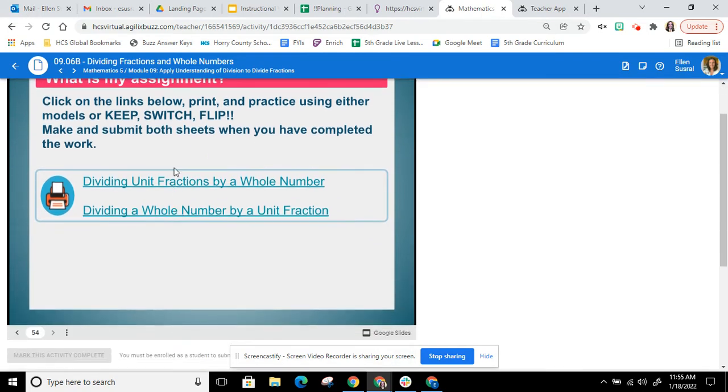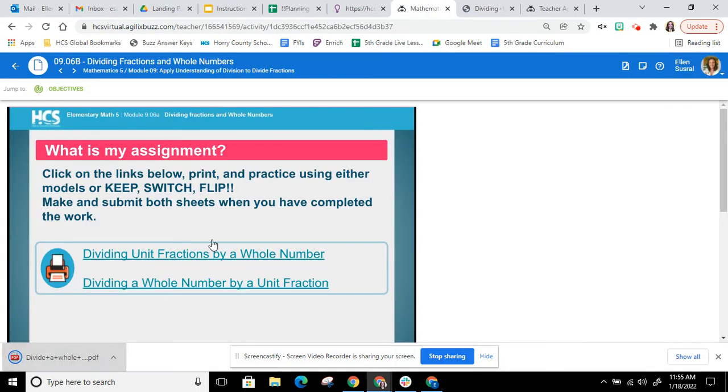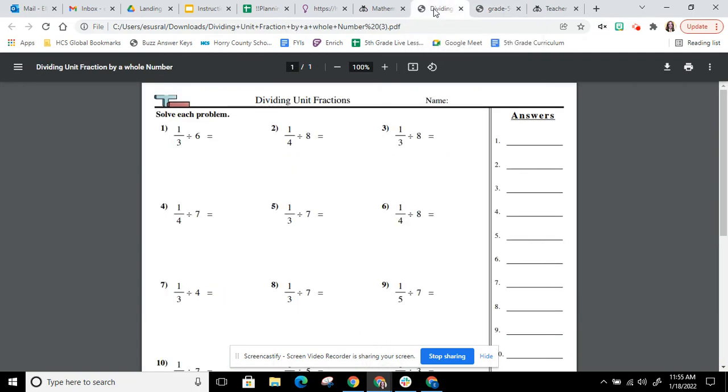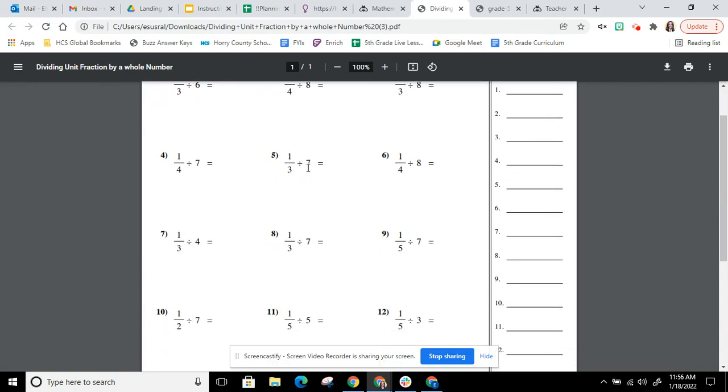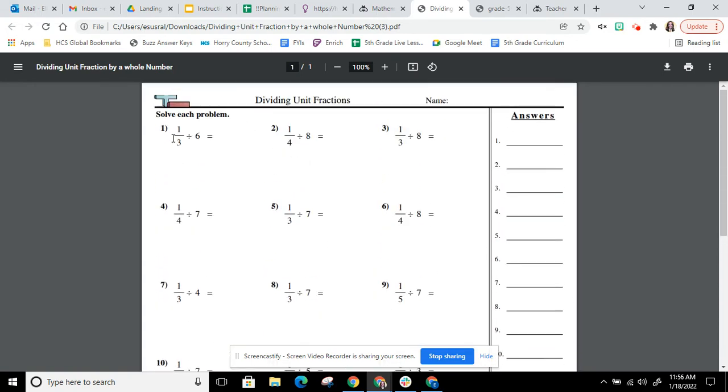Okay, so you can click on these links to bring you to your assignment as well. Make sure you submit both worksheets when you've completed the work. So we'll go ahead and open up those. In order to open them, you can simply just click on the links right from the lesson, and I've just pulled up both of them. The first one here, you're taking your fractions and you're dividing them by whole numbers. So you'll notice that there's 18 problems here.